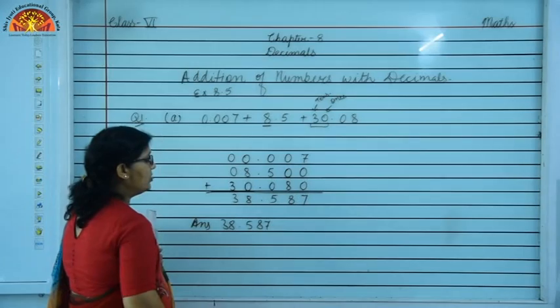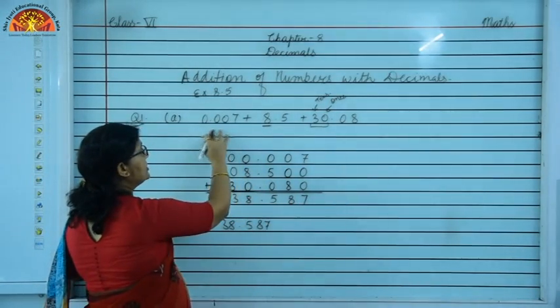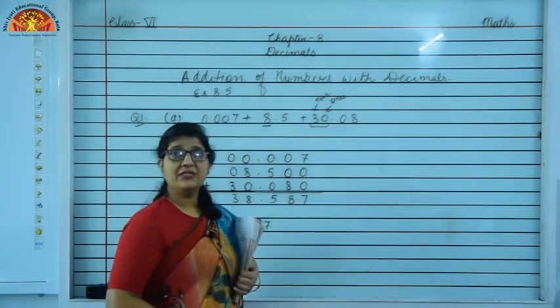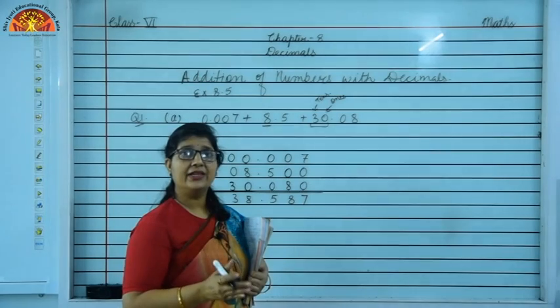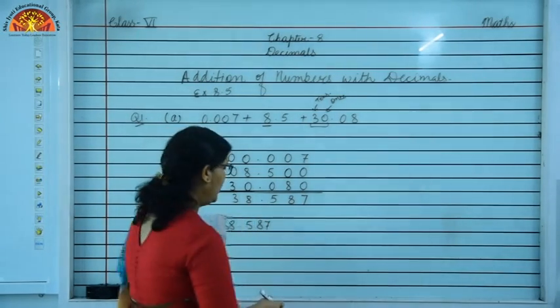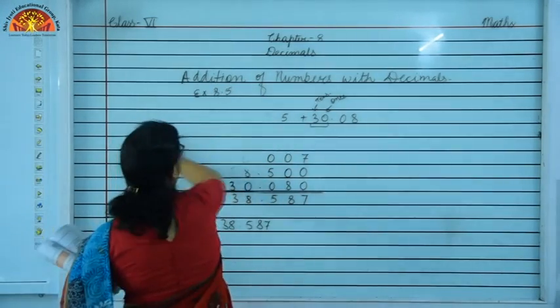38.587. So how do we add the numbers? Students, first you convert into like decimals, and after that you arrange according to their place values and then add the numbers. Now we take question number 2.